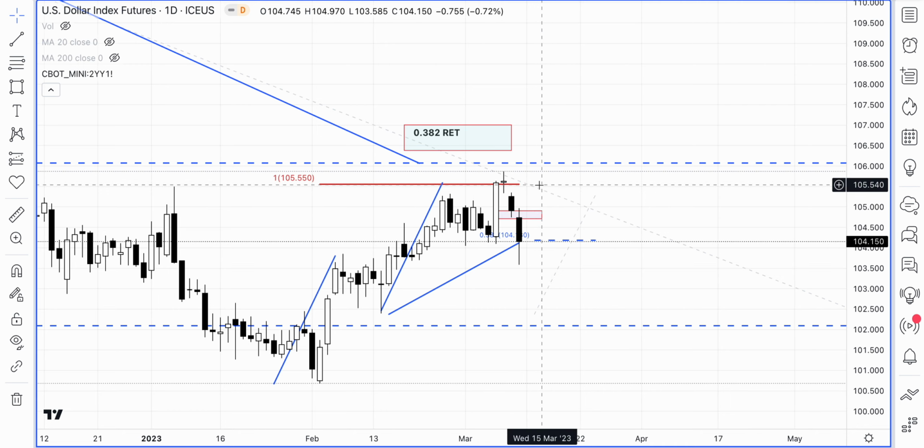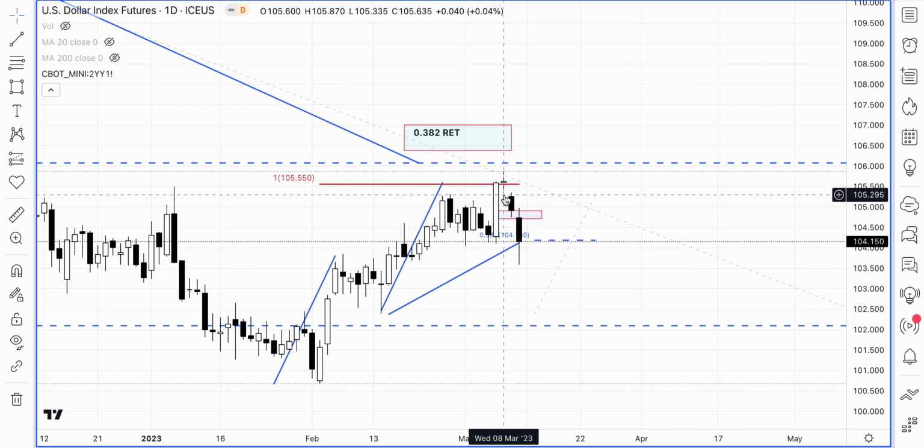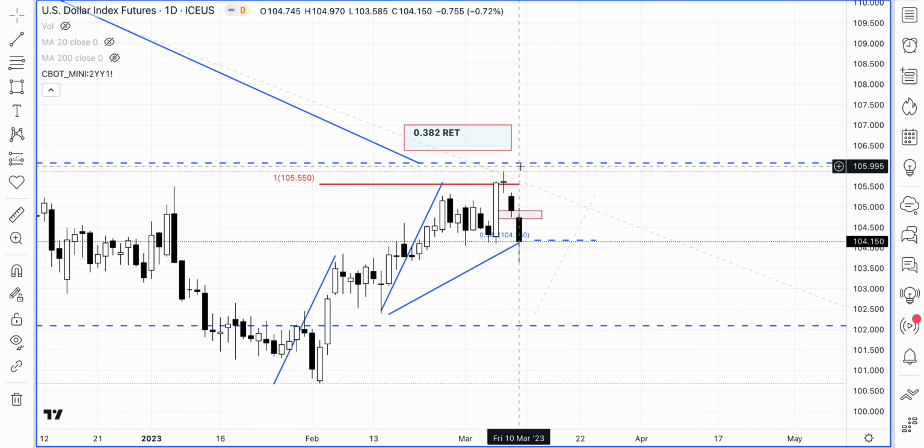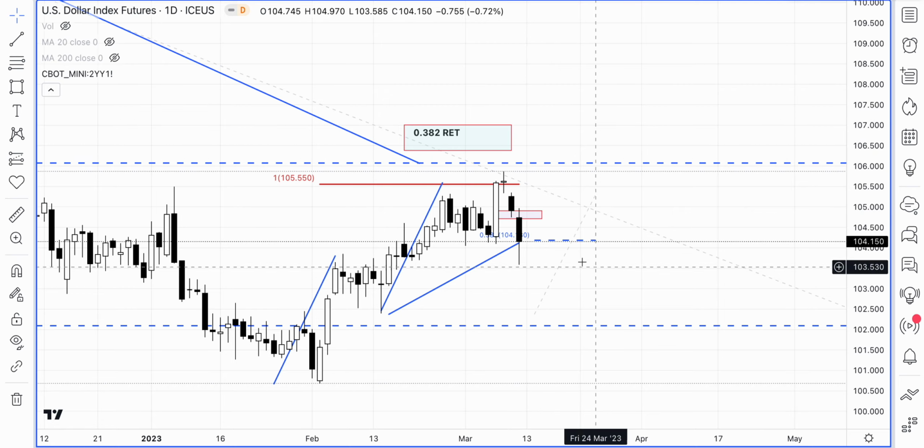Our target of ABCD was met. The price went as high as about 105.87, the high on the day. So we did miss the 38.2% Fibonacci retracement by a few points, and we have seen a sharp move lower.